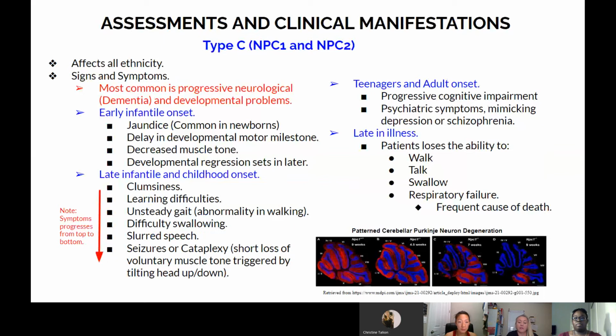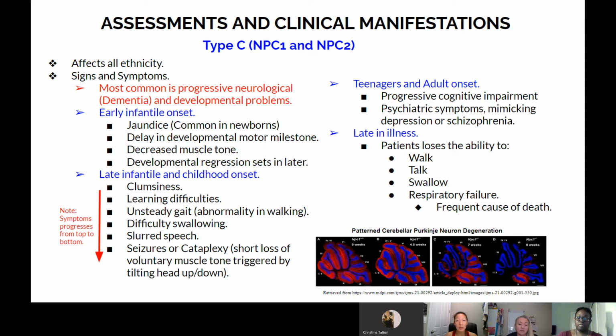Now with type C, it affects all ethnicities, and the most common sign will be progressive neurological and developmental problems. The progressive neurological problems will be such as dementia. With early infantile onset, you'll see jaundice and delay in developmental motor milestones. Also, developmental regression sets in later.